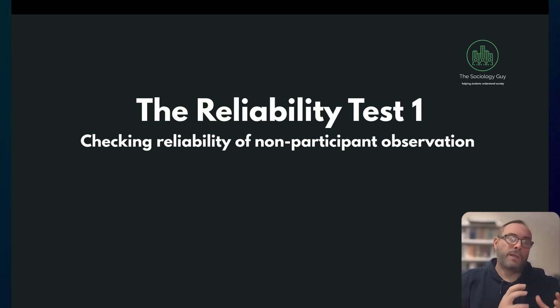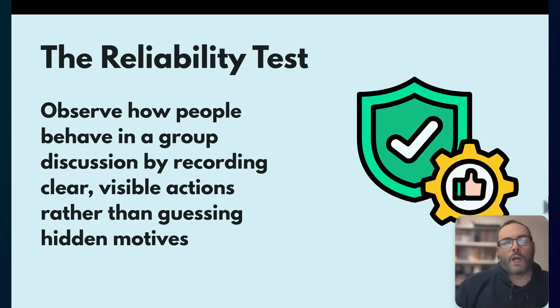What I'm looking to do with this video is to show students how they can check the reliability of a non-participant observation. We're going to observe a panel discussion, where a number of different people discuss a central theme, and they will agree or disagree with the question that has been posed in this video. We're going to observe how they behave in this group discussion, and record their clear and visible actions. We're not going to try and guess the motives behind their behaviour. We're going to make objective judgments on the type of behaviours that they display.